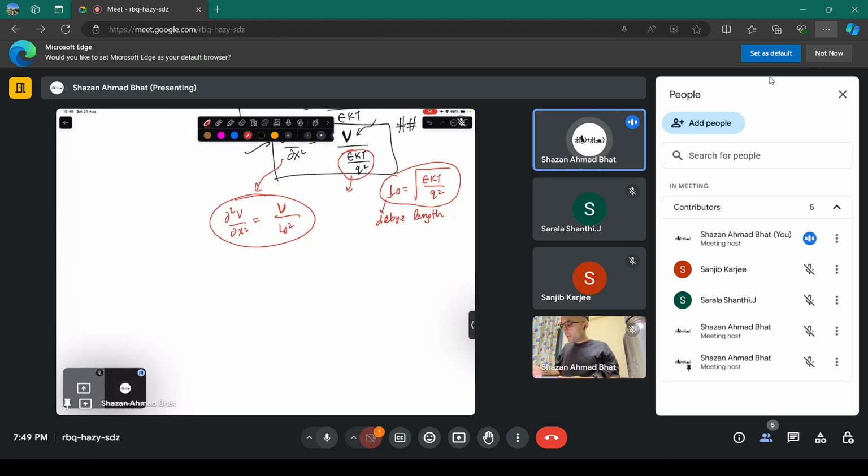What this Debye length basically shows you is the spreading of the charge, which I showed you earlier. If you have space charges like this, rho of x, positive, negative, it actually looks something like this.